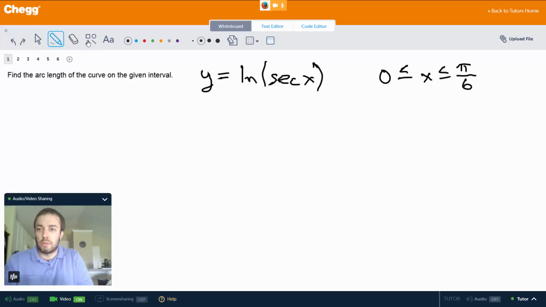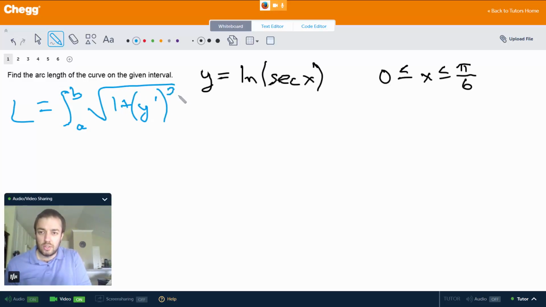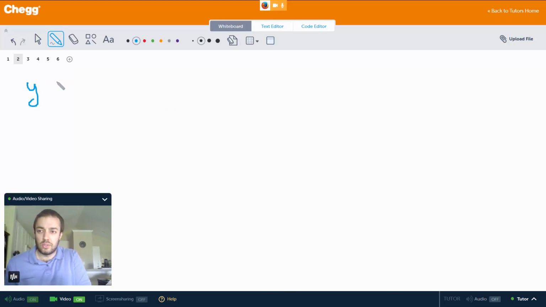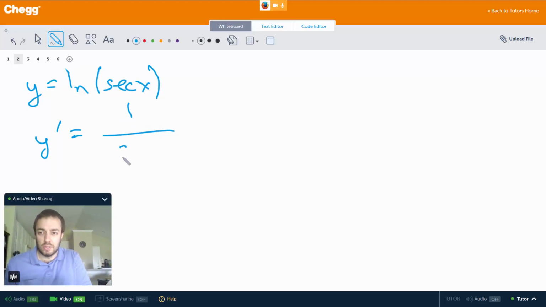Now remember, the arc length formula in general says the length capital L is equal to the integral from a to b of the square root of 1 plus y prime squared dx. So we're going to have to figure out what y prime is, and we know y is the natural log of the secant of x. So y equals natural log of secant of x, so y prime equals, from the derivative rule for logs, 1 over the secant of x, but then the chain rule says we have to multiply by the derivative of the secant of x.